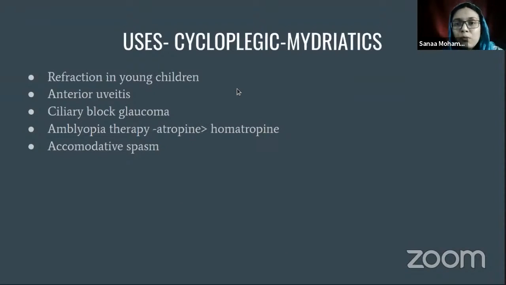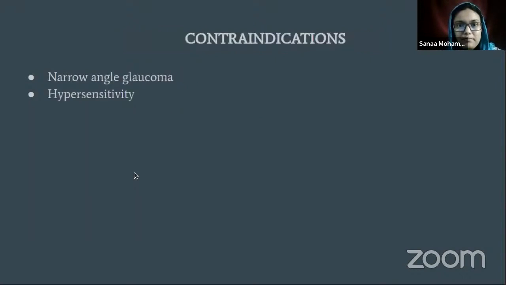What are the uses of your cycloplegic mydriatics? Very commonly used for refraction in younger children, especially those with higher levels of iris pigmentation. It's used in the treatment of anterior uveitis. Commonly, homatropine is used, but atropine can also be used. Atropine is also used in the treatment of ciliary block glaucoma to lead to a backward shift of the iris lens diaphragm. And in amblyopia therapy for penalization, atropine and homatropine can be used. Atropine is favored though, and also for the treatment of accommodative spasms.